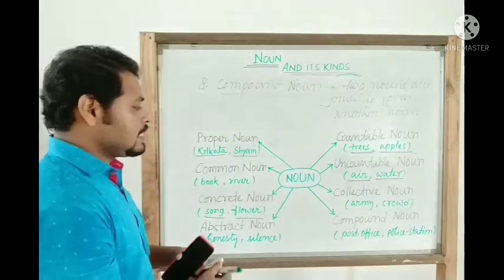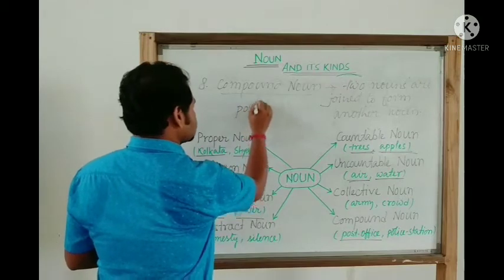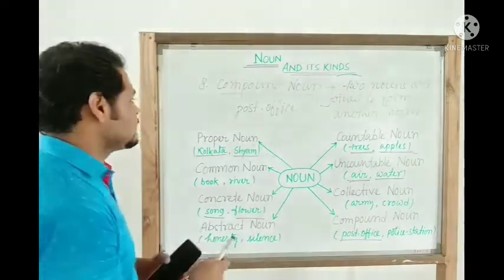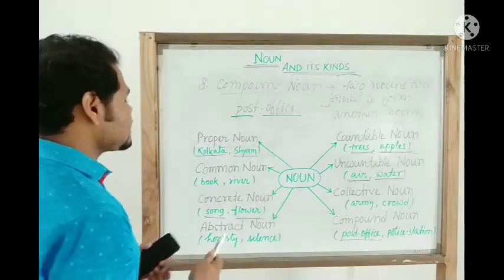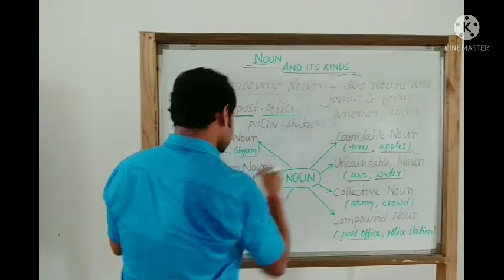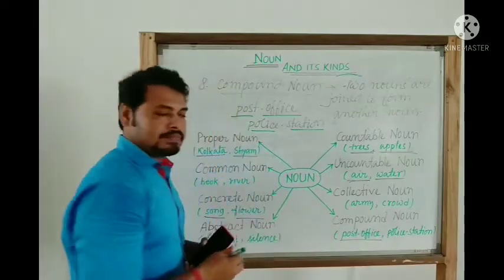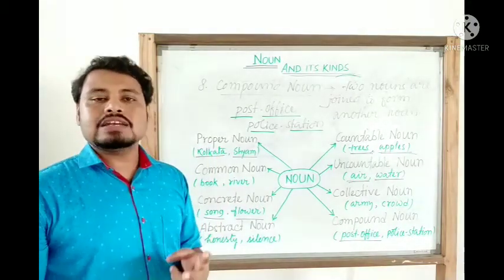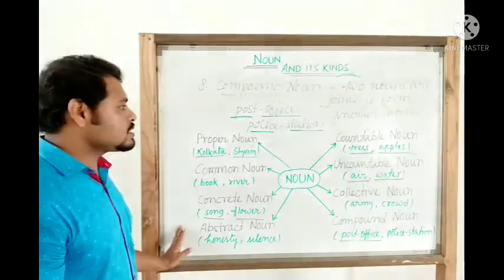For example, if we see here, we have post office. If you look at this example very carefully, post and office, a collection of two nouns. Again, police station, this is also the collection of two nouns, police and station. So a compound noun essentially means the joining of a minimum of two nouns. So here we have the 8 types of nouns.